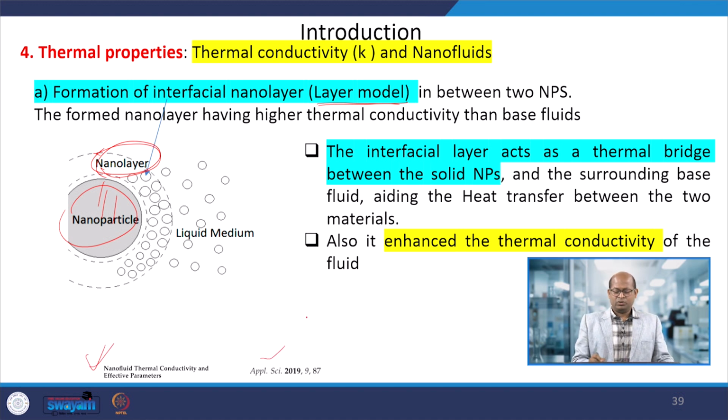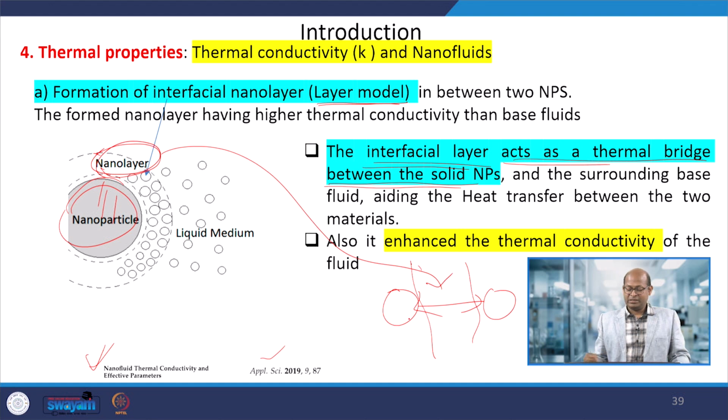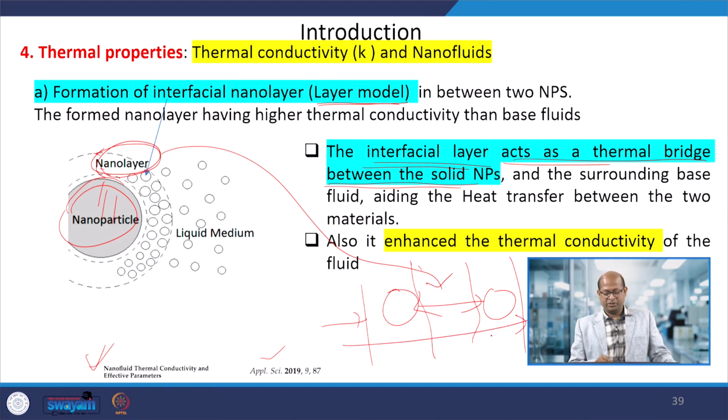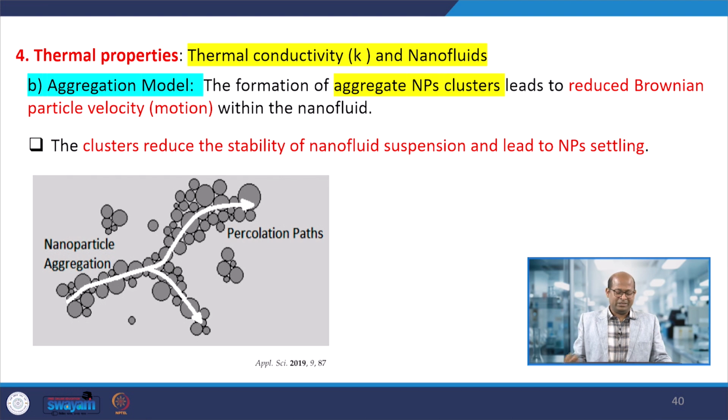So, you can see that an interfacial layer formation is there, and that layer acts as a thermal bridge between two solid nanoparticles. As a result, the thermal conductivity of that nanofluid will be enhanced or increased. Okay. So here is one nanoparticle, here is another nanoparticle, and to bridge the two nanoparticles there is a nano layer formation, as I said. That acts as a bridge between two nanoparticles whenever heat transfer is required from this point to this point. So that nano layer formation enhances the thermal conductivity of the fluid. As a result, the overall rate of heat transfer will increase. Okay, that would give better performance of the system's heat transfer equipment.